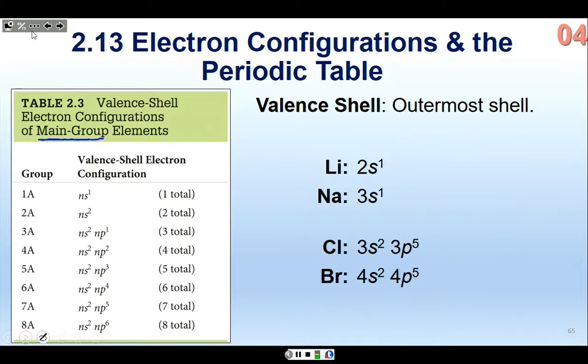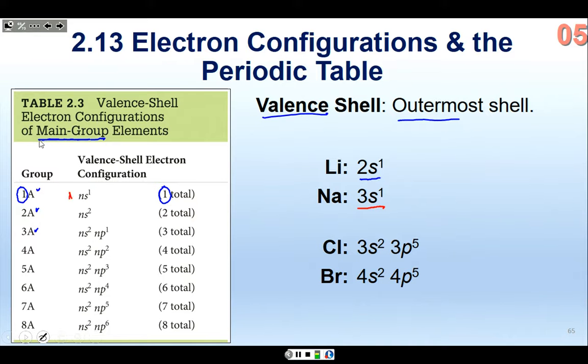So main group elements are those whose group numbers are given with A, so 1A, 2A, etc. Their group number corresponds to the number of valence or outer shell electrons. So group 1A includes things like lithium and sodium. The last electrons for the lithium electron configuration, the outermost, the valence electrons, are 2s1. For sodium, it's the next row down, so the outermost electrons are in the third shell, but it's again s1.